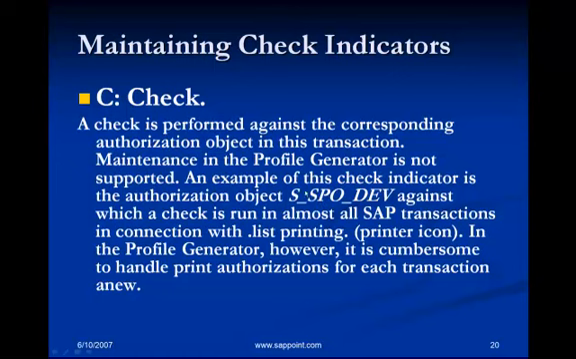So in almost all transaction codes, when you go to SU24 and look for any transaction code, this object will be under check. The tick mark will be under check. In the profile generator, however, it is compulsory to handle the print authorization for each transaction code as new. So s_sp_dev is a classic example for the check indicator, because it is needed only when you try to print, otherwise it's not needed for the transaction.